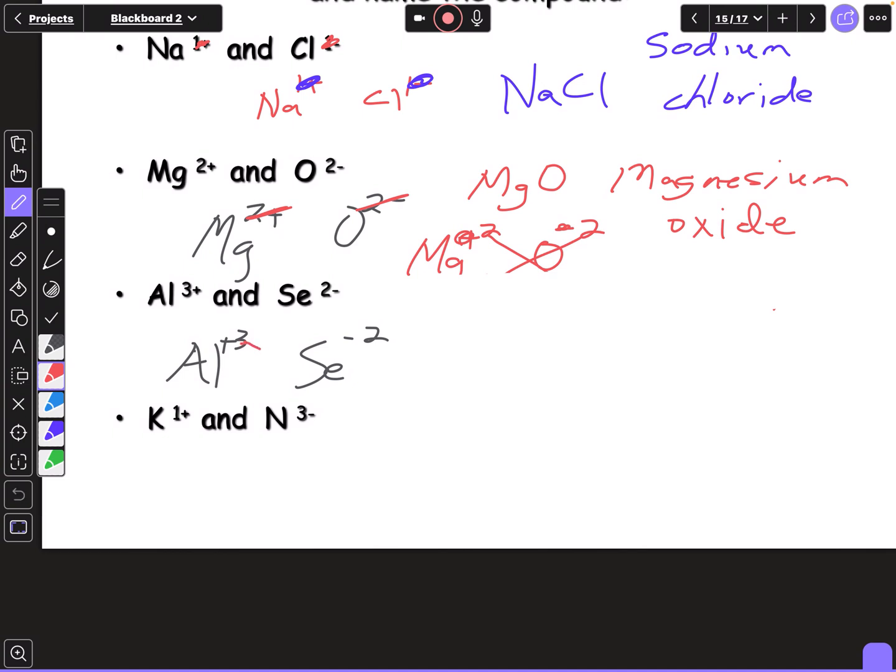I can bring the 3 down here. I can bring the 2 down here. I do not bring the positive or negative, just the numbers. And I write them as subscripts. That's Al2Se3.